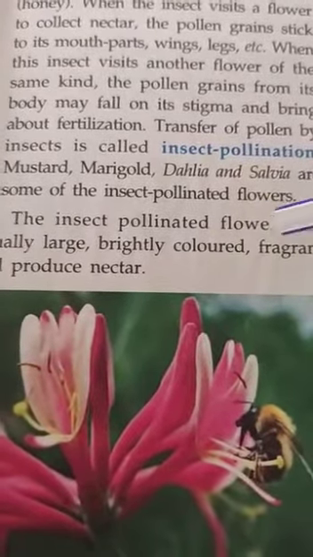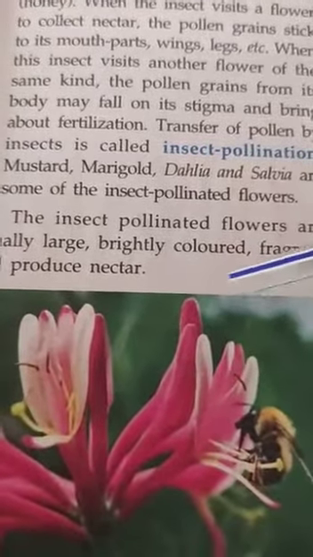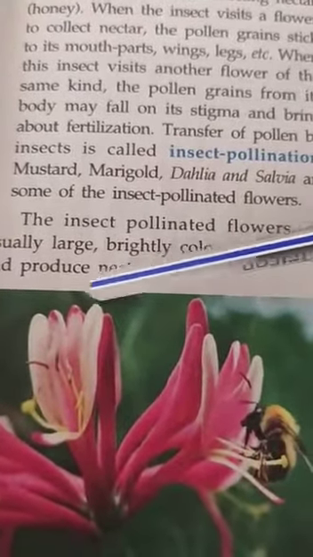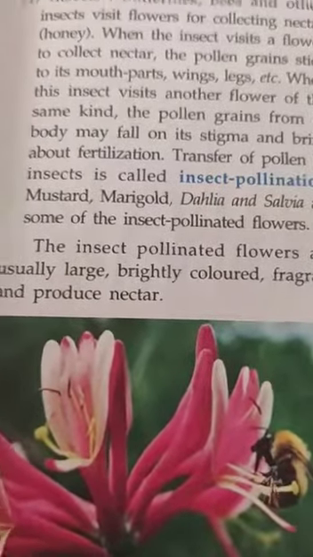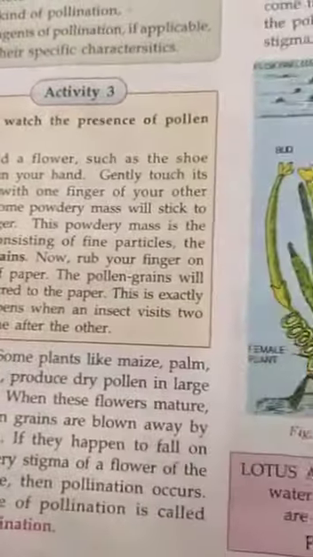The insect pollinated flowers are usually large in size, brightly or attractively colored, produce fragrance or scent, and also produce nectar. Then the second type of pollination is known as wind pollination.